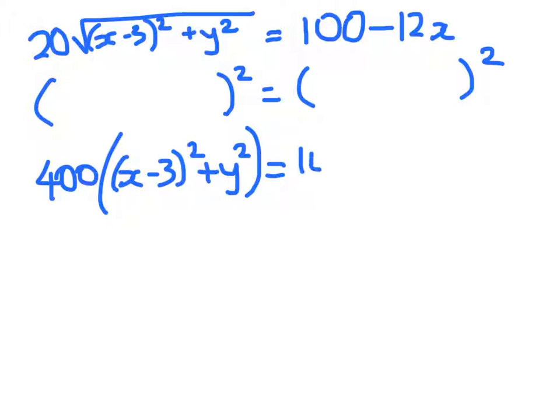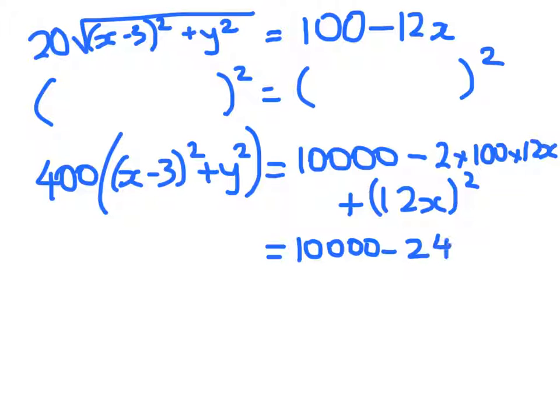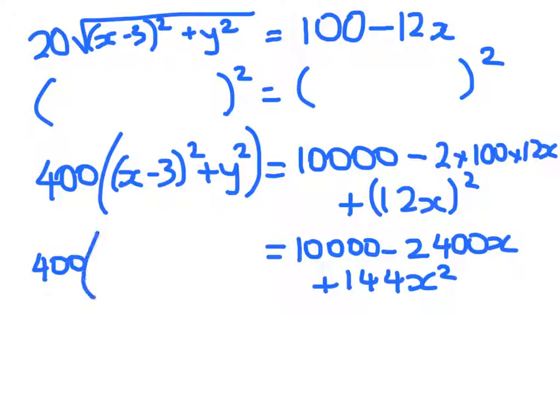And that's going to equal 10,000 minus 2 times 100 times 12x plus (12x) squared. That's just expanding the quadratic. So we'll clean up this side first. So 10,000 minus 2,400x plus 144x squared. Now, on this side, we've got 400 times (x squared minus 6x plus 9) plus y squared.